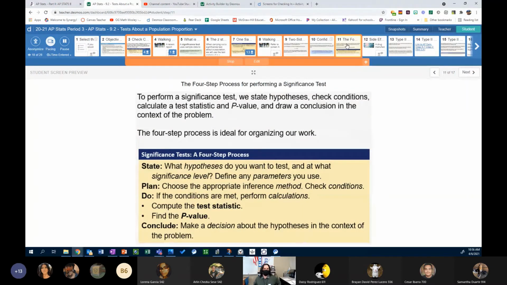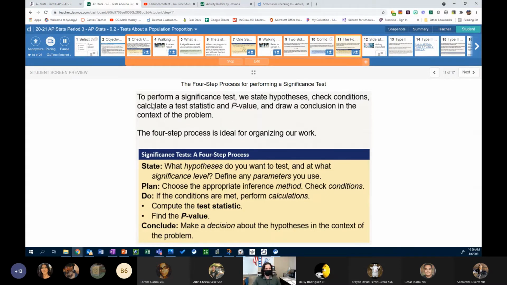all the way up to screen 11. Obviously, you do have access to every screen in between 3 and 11 right now. You're welcome to peruse back and forth if you need to. But right now on the shared screen, we're looking at screen 11, the 4-step process for performing a significance test.